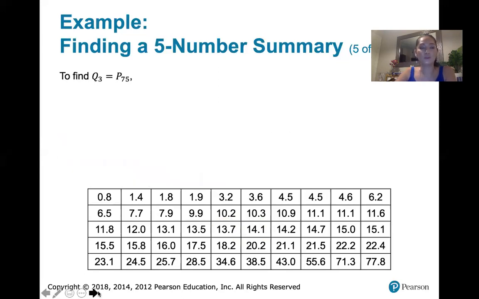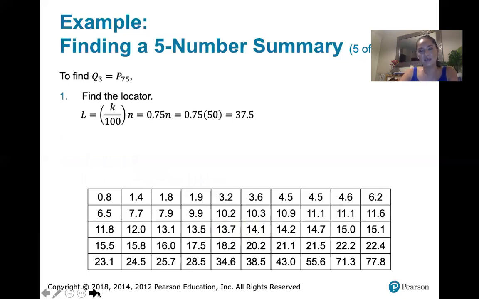To get the third quartile, I want to get 75% of the way through my list of 50 data values. So I take that 75% in decimal form, which is the same as 75 over 100, or 0.75, times my number of values. So I take 75% of 50 and I get 37.5. So that's not a whole number. That means I'm going to round up to 38 and look at the 38th value on my list.